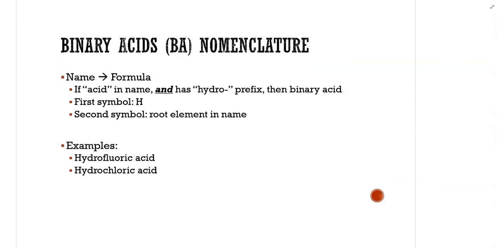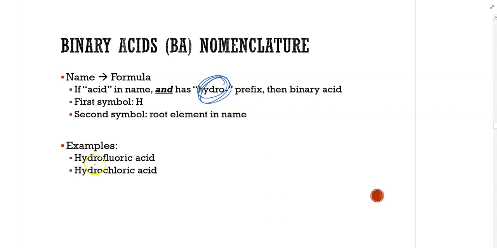Going the other way, from the name to the formula, generally speaking, what are we looking for? First of all, if there's an acid in the name, I think that's pretty self-explanatory. It's going to be an acid, but remember, it has to have the hydro prefix. So it goes both ways, going from a formula to a name, going from a name to a formula. The hydro prefix is applied here. The first symbol will be H. The second symbol will be whatever root element it's going to be.